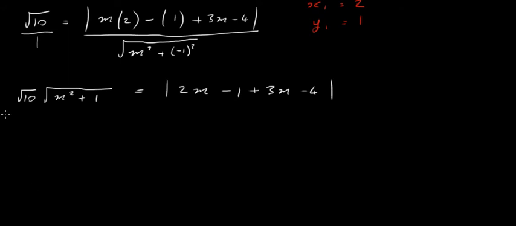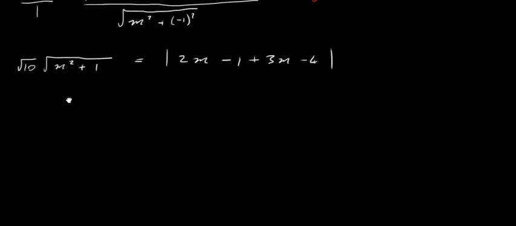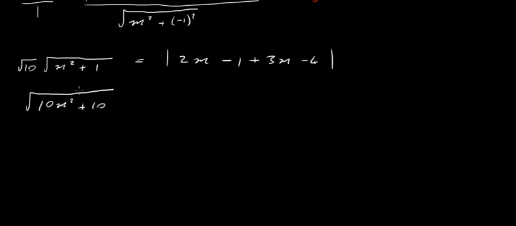Okay, let's just multiply this out here, and you can see here that you have two square roots multiplied, so we can combine them if you like. So you end up with the square root of 10 m squared plus 10. Just multiply these terms, 10 by m squared, 10 by 1. Okay, on the right hand side we end up with the modulus of 2m plus 3m, that just gives me 5m, and then minus 1 minus 4, that's minus 5.